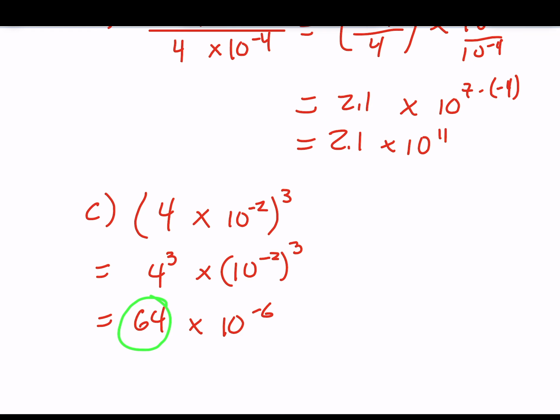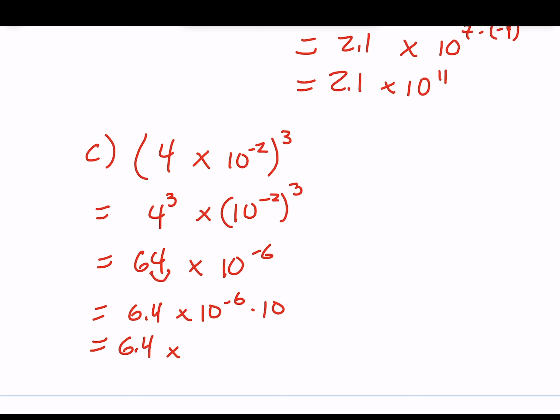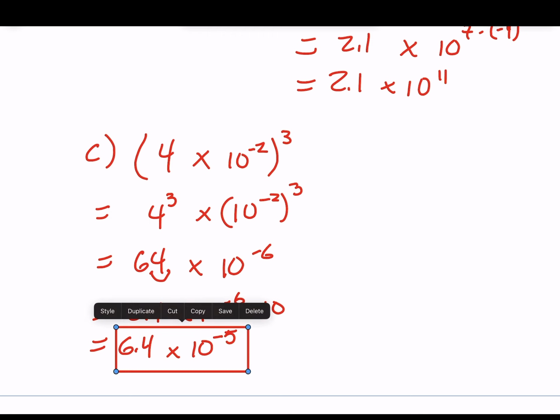And notice again that in this case, 64 is greater than 10. So we need to move the decimal over one place to have 6.4 times 10 to the negative 6 times 10, which is 6.4 times 10 to the negative 6 plus 1, which is 10 to the negative 5 power. So that is our final answer. Let's try and apply.